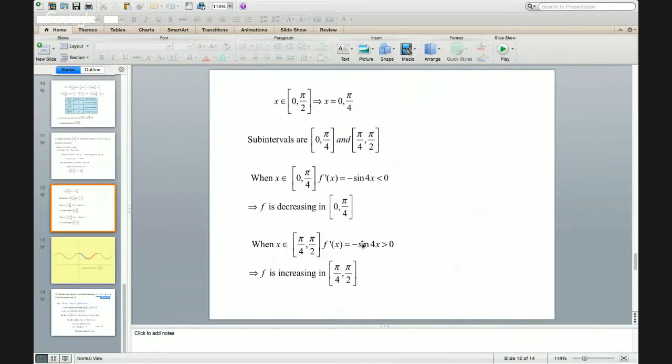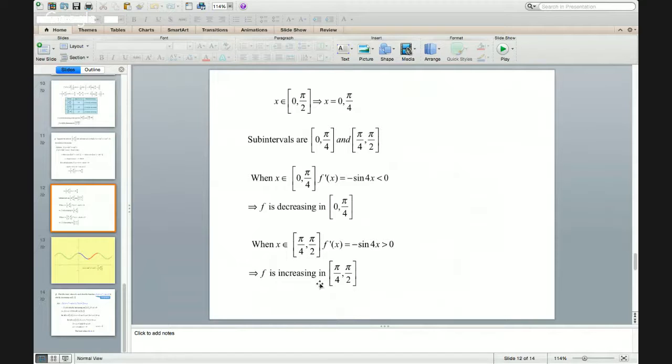So again, discussion of whether f dash x is greater than or lesser than 0 in these intervals becomes very trivial. When x is between 0 and pi by 4, 4x will be between 0 and pi. So sine 4x is positive. Therefore, negative of sine 4x is lesser than 0. So the function becomes decreasing in the closed interval 0 to pi by 4, whereas in the interval pi by 4 to pi by 2, it is increasing. And that is what was the requirement of the question. So the main trick in this problem is to factorize and try to simplify f dash x.